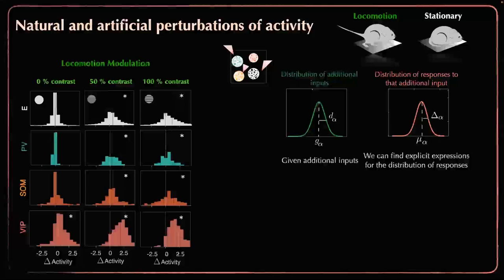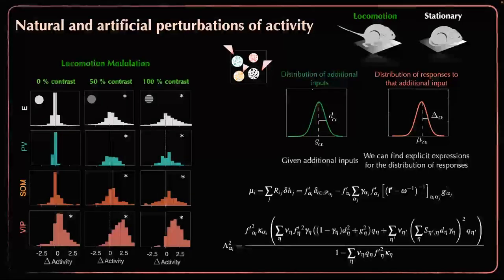And to do that, I follow up on work that was done in Ken Miller's lab, in which they developed a random matrix theory framework. What it allows you to do is say, given a distribution of inputs to a cell type population, meaning that in your population you put current in each of these cells, and this input comes from a distribution that has a given mean, G, for each cell type alpha and a given variance, D, what are the changes in activity for each cell type population, meaning these curves here?